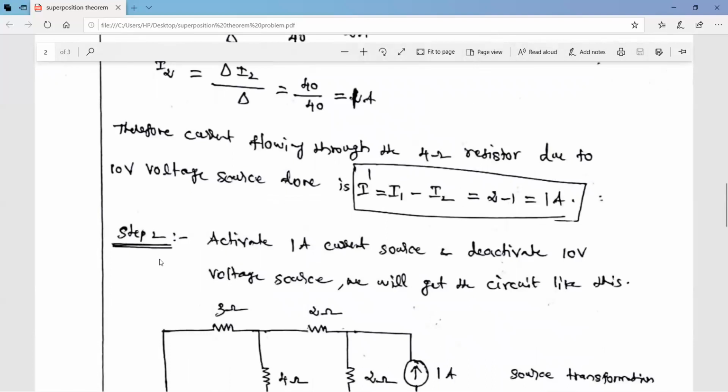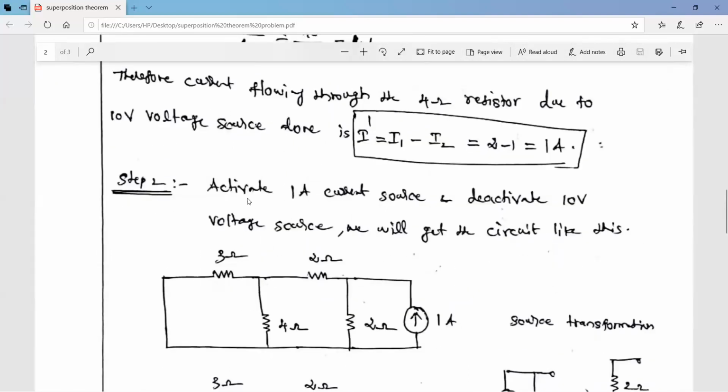In step number 2, we have to activate the 1 amp current source. That is the second source we have to activate, and we have to deactivate the first source. So here the 10 volt voltage source we have to deactivate. What does deactivation mean? We have to make the 10 volt source 0. If a voltage source is 0, that branch must be short circuited. If a current source is 0, that branch we have to open circuit.